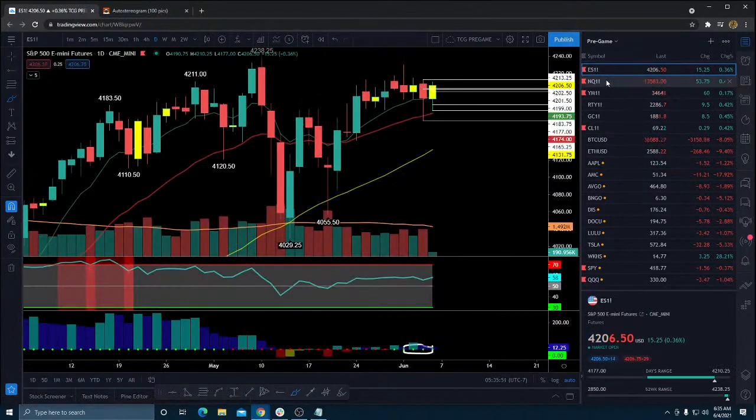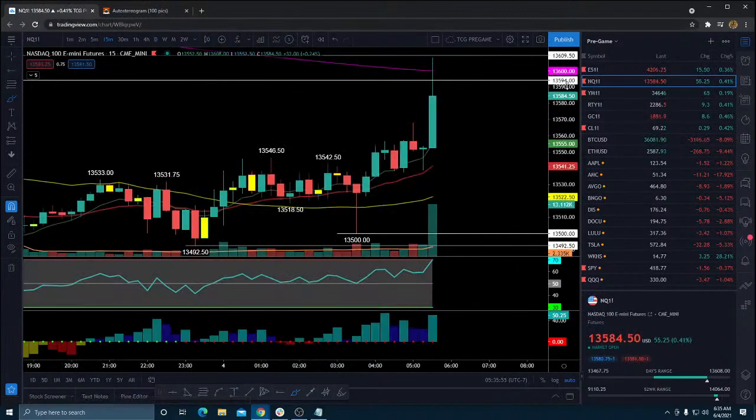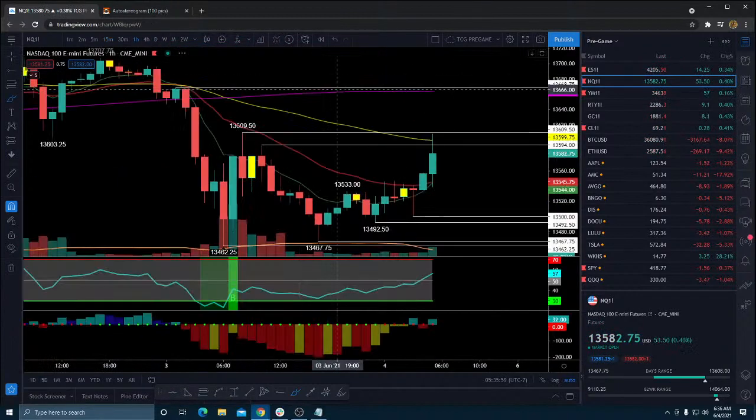So on ES, we have our levels. Let me go back to the 15-minute. On Nasdaq, we're stopping at resistance of 136.0950.